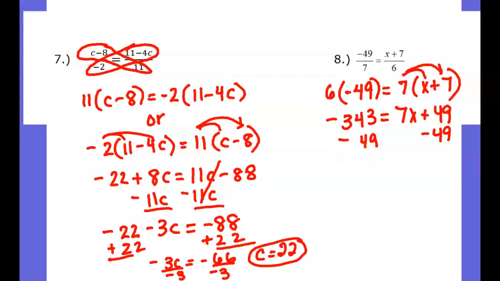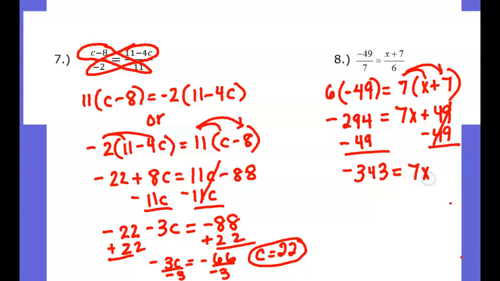Oh, I made a mistake in here. Sorry, guys. Going back. Got ahead of myself. Oops. 6 times 49 is actually negative 294. There we go. Now when I subtract 49 from both sides, okay, I'm going to get negative 343. And that's going to be equal to 7x. My final step here would just be to divide by 7. So negative 49 is equal to x, or I can write it as x is equal to negative 49.